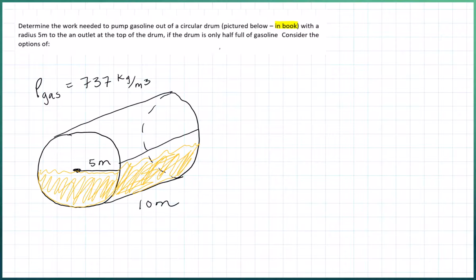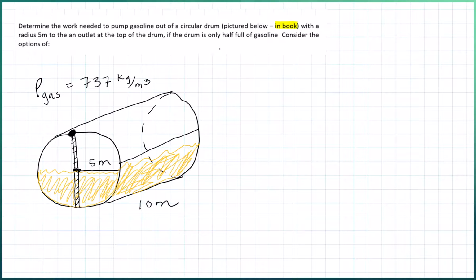So let's suppose that we want to pump out this gas, so it's on its side, and we want to pump the gas out of this circular drum, and it has a radius of 5 meters, and it has an outlet at the top. So there's no spout. Let's think of this as being the outlet right here. And somehow there's some way, let's just put a line down, in which we can pump this gasoline up to this outlet. Let's call it an outlet. So it looks something like this.